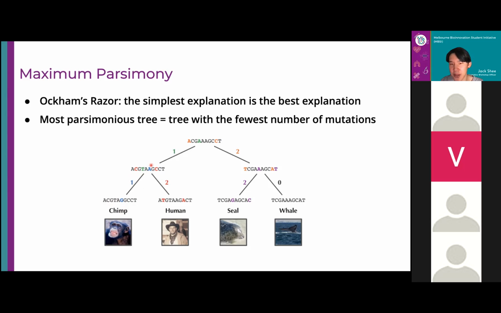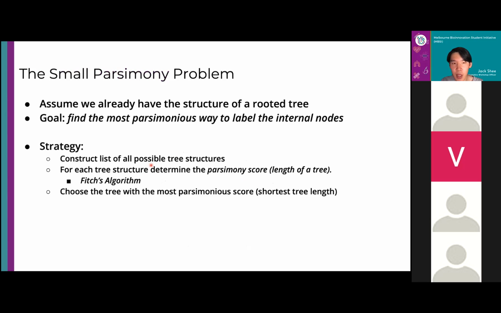And we have to minimize those number of differences. So how are we going to practically do this? We'll first introduce the idea of the small parsimony problem, which is basically finding the most parsimonious small tree. So not too many nodes, not too many leaves. We make the first assumption that we already have the structure of a rooted tree.